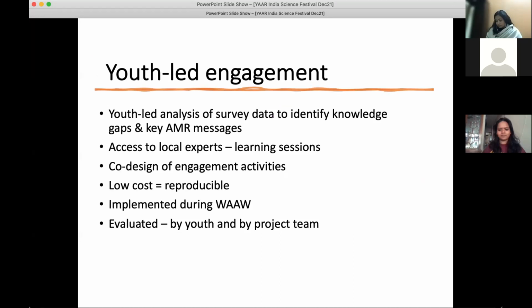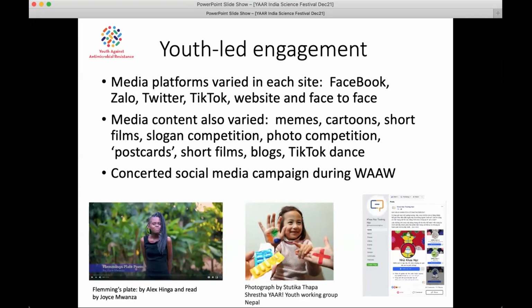And then we didn't stop there. We analyzed the data with the young people. So they each analyzed their own country's specific data and looked for where there was knowledge gap. As you'd expect, because the cultures and the groups were really different, we had really different engagement activities that were youth-led, and they were really creative. They were really varied. We had people drawing cartoons. We had a wonderful photo competition in Nepal. We had people creating TikTok dances.